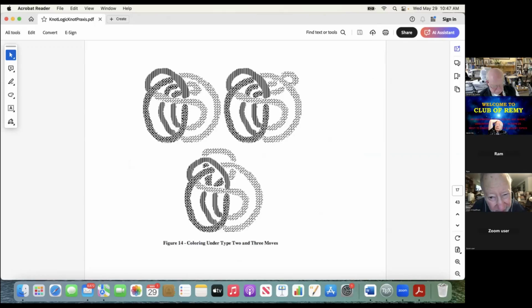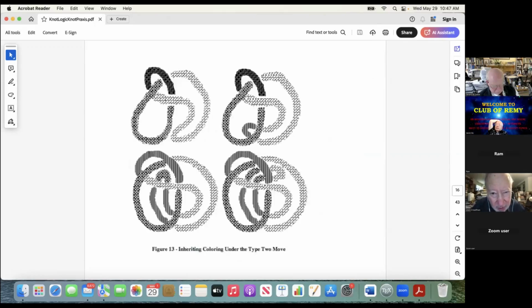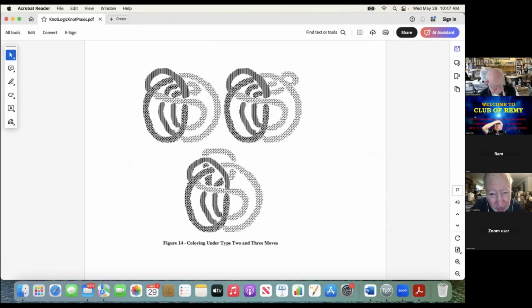So what are we seeing here? We're seeing that if you started with a knot that was colored in 3, according to these rules, and you kept moving it around, it would always remain colored in 3 in a way that inherited from previous pictures. So you'll never get to it being colored with only one color.